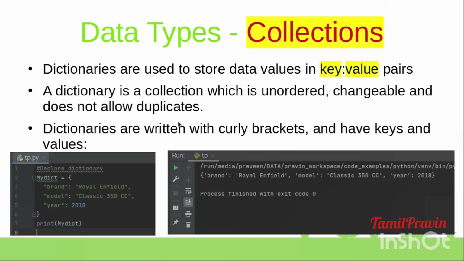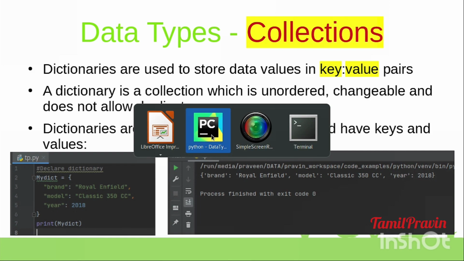The dictionary is written with curly brackets and having keys and values. This shows an example of how to declare a dictionary. Let me show more examples.